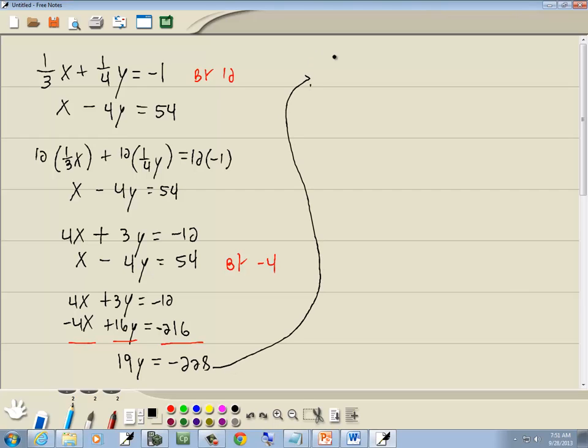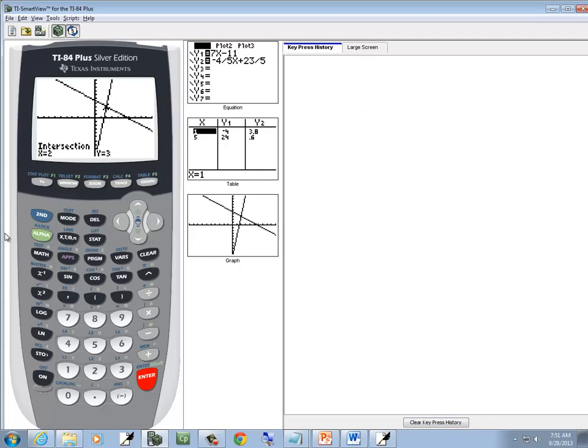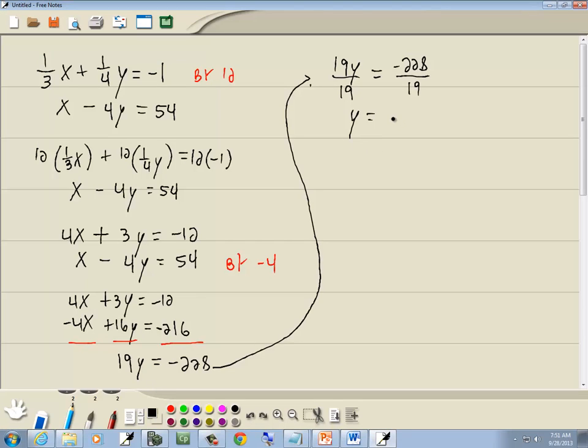Now we want to solve for y, so I divide both sides by 19. I'm going to go over to my calculator. I don't want to think that hard this morning. I'll exit out, do second mode. I was in graph mode. Okay, and we've got 228 divided by 19. It just goes in evenly. 12. So it's -12.